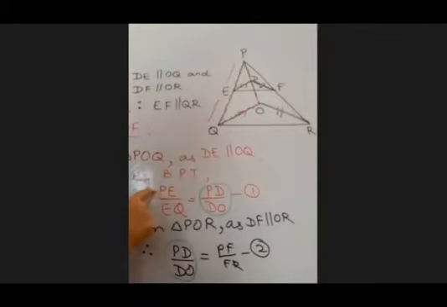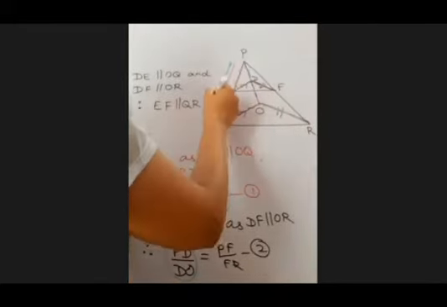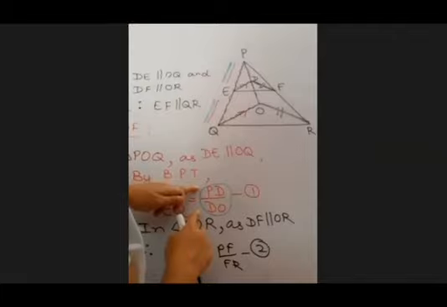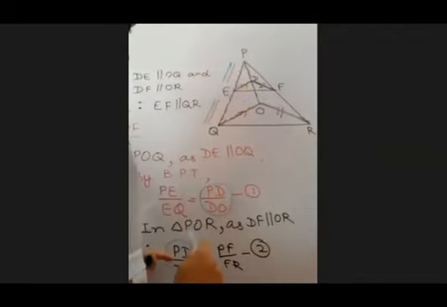PE upon EQ is equal to PF upon FR. We will get PE upon EQ is equal to PF upon FR. Let us see where it is in the figure. PE upon EQ equals PD upon DO. Sorry, PE upon EQ is coming out to be equal to PF upon FR.